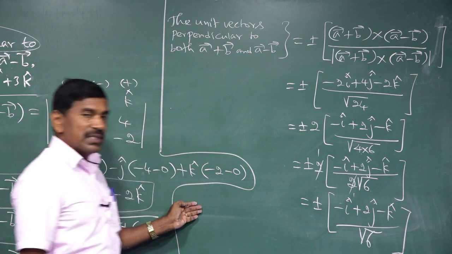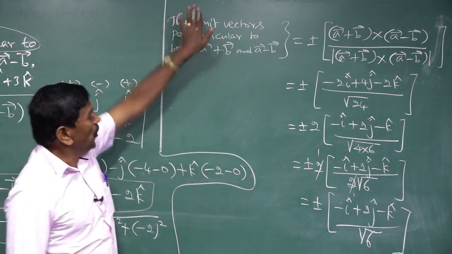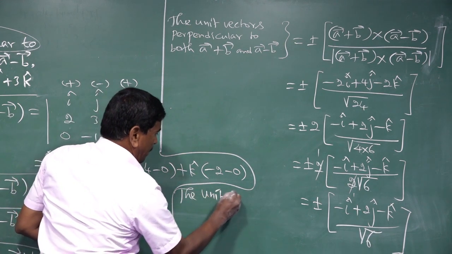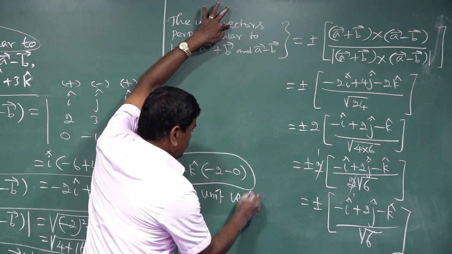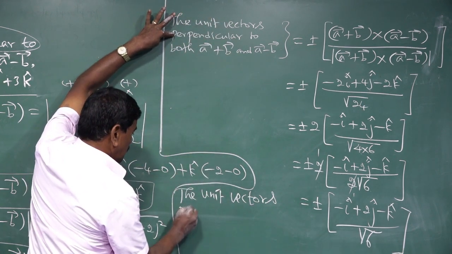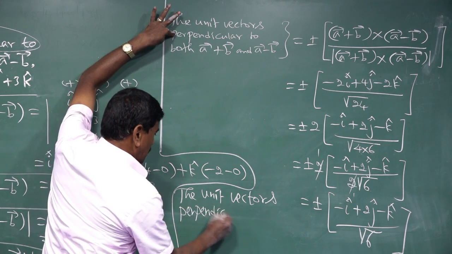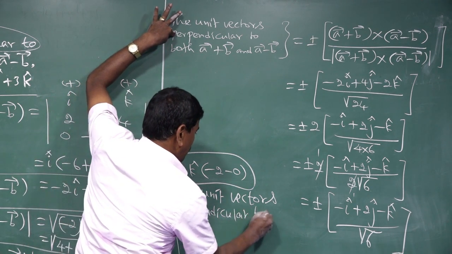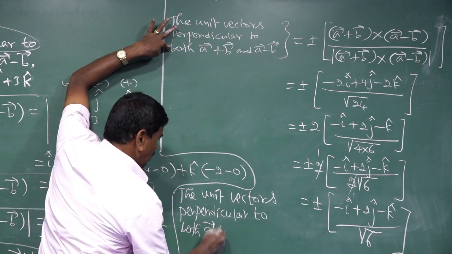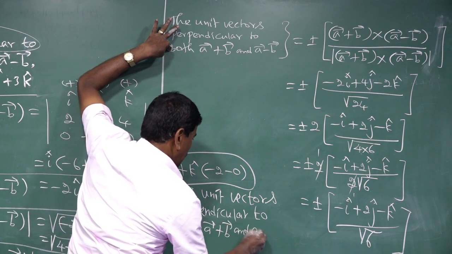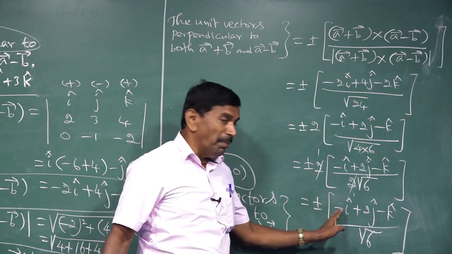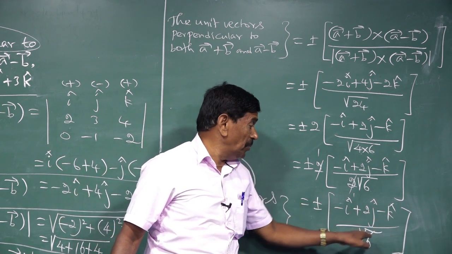Hence the answer. But I want to write the left hand side. What is the LHS of this? Write the same thing. The unit vectors perpendicular to both a vector plus b vector and a vector minus b vector is given by the answer, plus or minus, minus i cap plus 2 j cap minus k cap divided by root 6.